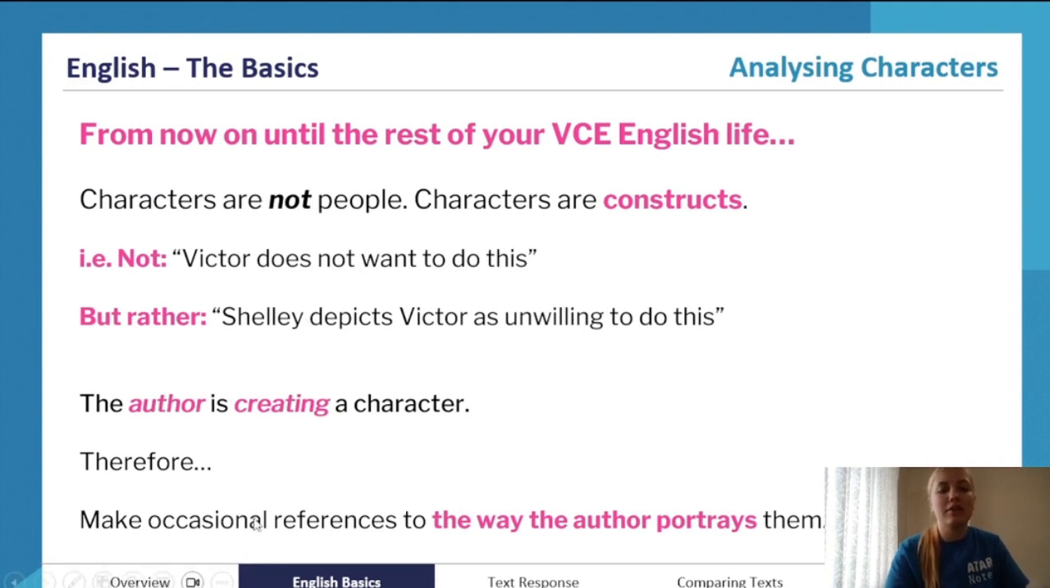We have another example here. When you analyze characters, make sure you don't make mistakes here. You should make references to the way that the author portrays characters and what that means. What is their own commentary on things, and potentially the views and values messages as a result of how characters are portrayed and depicted by the author.